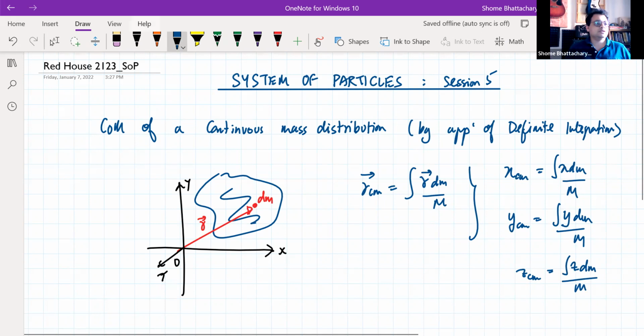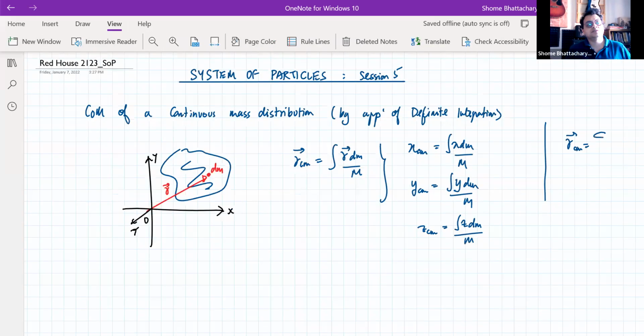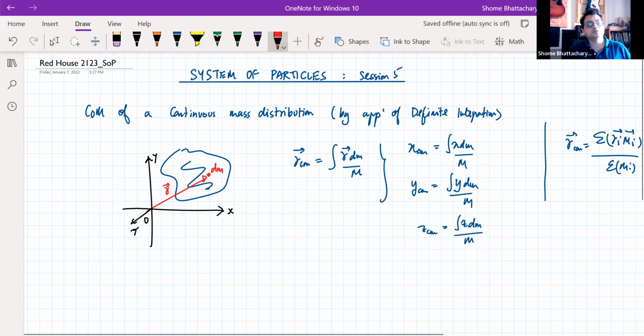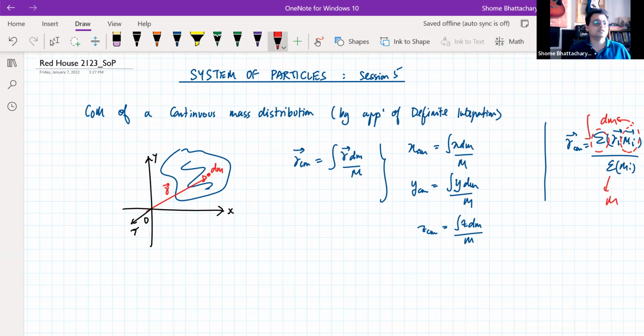So what we are doing is, for a discrete particle system, we are taking summation mr divided by total mass. Okay, so for a discrete particle system, we had seen this was summation of r into m divided by summation m. So that summation is now replaced by integration. So in a continuous mass distribution, what we do is we replace the mass of this particle as a differential mass, and therefore we replace the summation with integration, and the denominator is of course total mass M. So that's how it becomes integration r dm, like that.